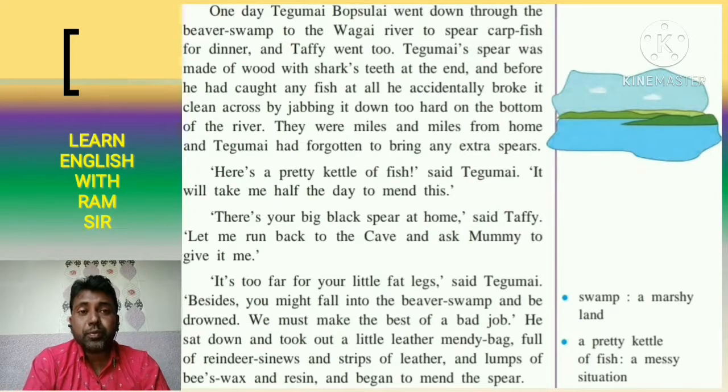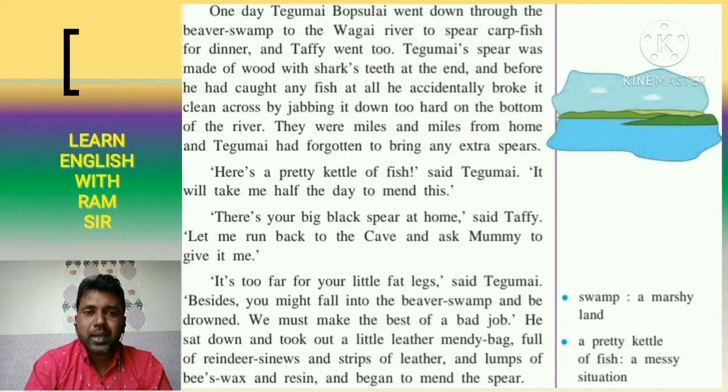Okay, it's too far for your little fat, sorry, there is your big black spear at home, said Taffy. It means when Tegumai said that here is a pretty kettle of fish, that time Taffy said to him that there is your big black spear at home. यानी उनके घर में एक ब्लैक कलर का एक बड़ा सा भाला है जो कि उनके घर में रह गया है. So she is just suggesting him that let me run back to the cave and ask mummy to give it to me.